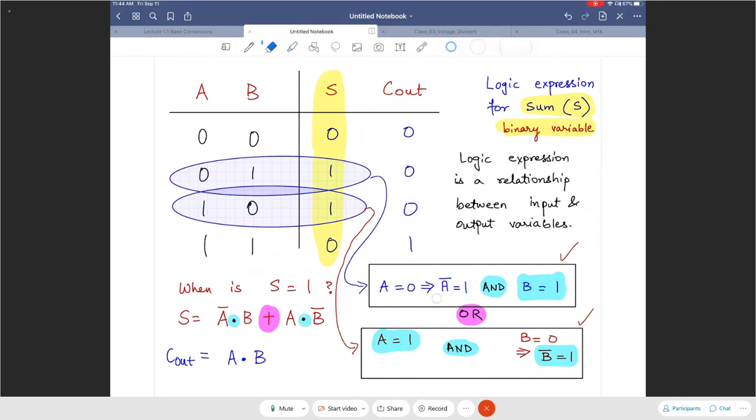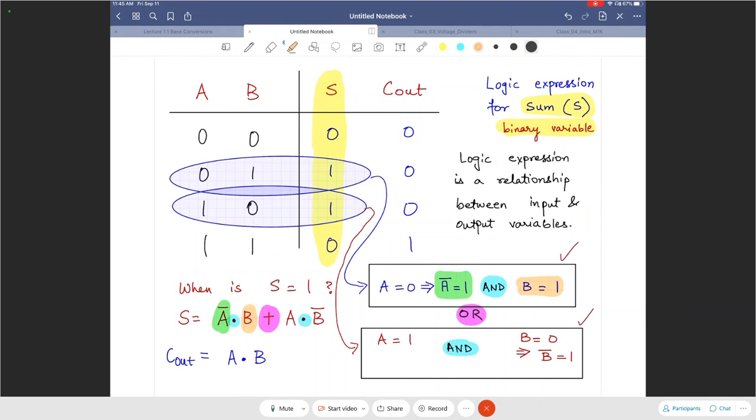Let me erase this guy, this guy, this guy, this guy. Actually, let's do a color code for this. Let's do maybe a green. A complement right here. Next, B equals 1 right here, and so on. So you've got the logic expression for S as A complement and B, or A and B complement.